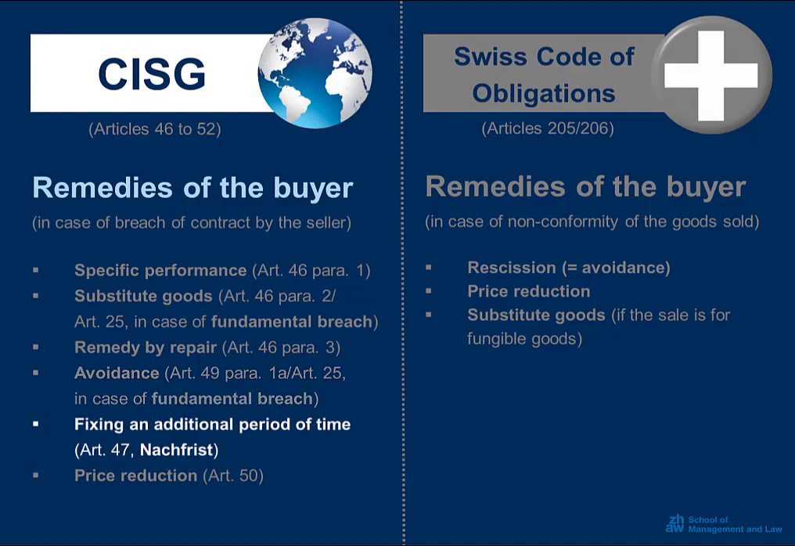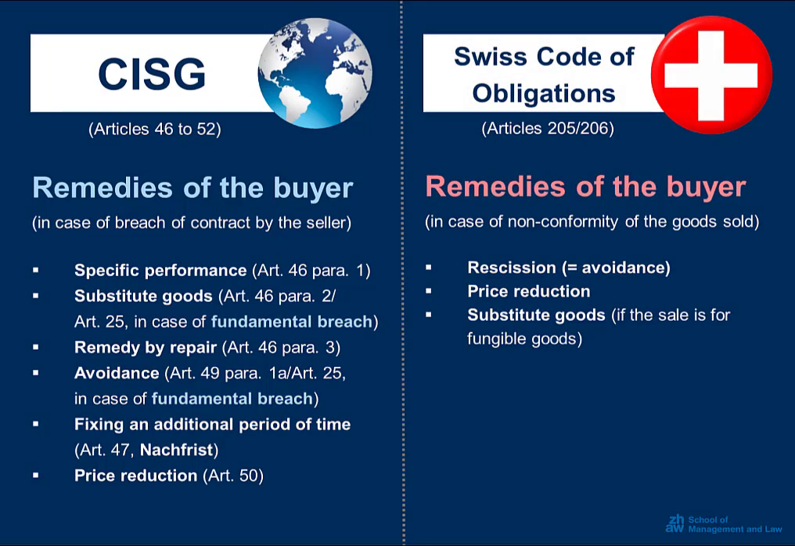A further option is fixing an additional period of time to the seller for proper performance according to Article 47, which is also referred to by the German term of Nachfrist. The advantage of fixing such Nachfrist is that if the seller does not rectify the situation within the additional period of time, the buyer is entitled to declare the contract null and void with no need for a fundamental breach of contract. Finally, there is the option of price reduction, similar to what we have in the Swiss Code of Obligations. So how do the two systems compare?